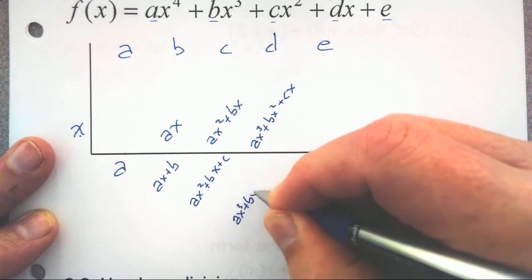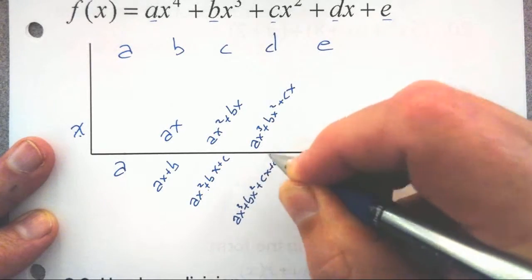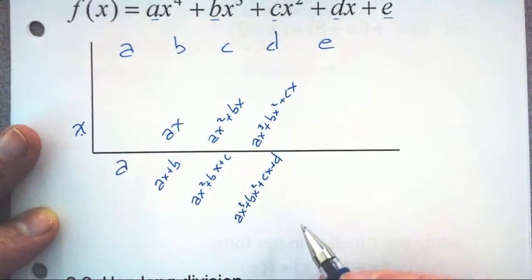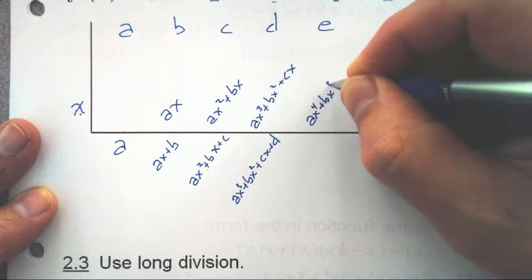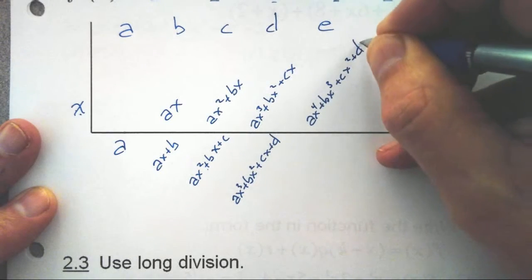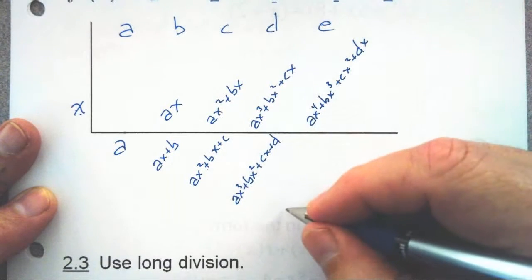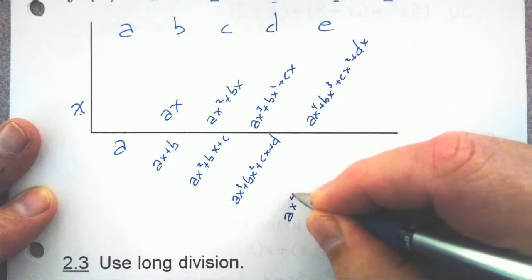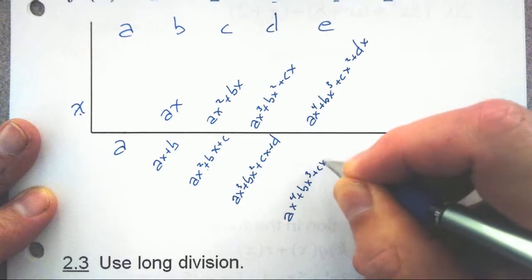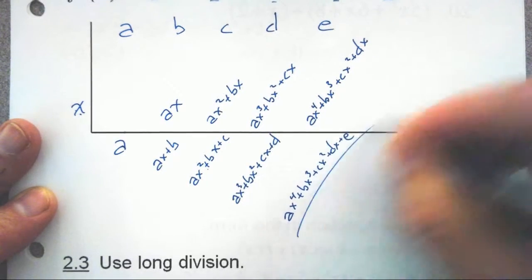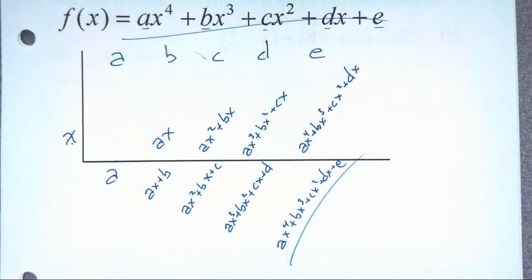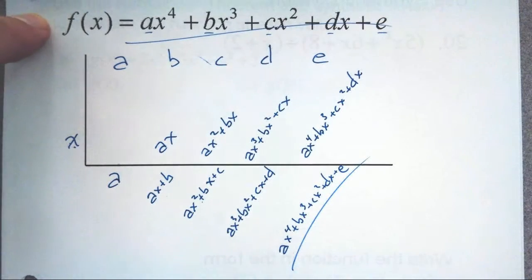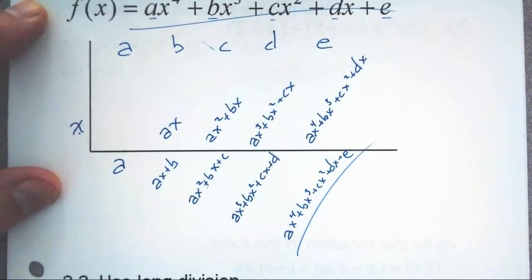ax cubed plus bx squared plus cx plus the d, multiply in x. I think you see where we're headed here. I get ax to the fourth plus bx cubed plus cx squared plus dx, add down, add the e into there, and I end up with ax to the fourth plus bx cubed plus cx squared plus dx plus e. And that's going to help explain one of the things that synthetic division does for us. You'll see some more examples of synthetic division as we go forward. This is really just a review normally, but it's an introduction to synthetic division.